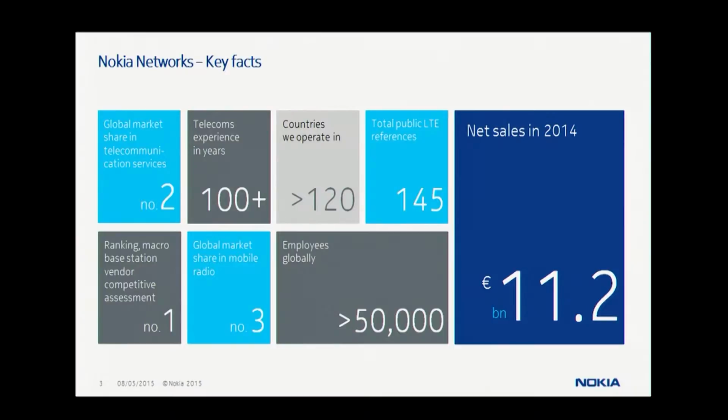We have 145 LTE contracts throughout the world. We are the number 1 macro base station vendor from competitive assessments. In global market share, we're number 3. And hopefully with the unification of Alcatel-Lucent and Nokia next year, we will possibly become number 1. We have 50,000 employees, and net sales in 2014 was 11.2 billion. So that just tells you a little bit about Nokia Networks.